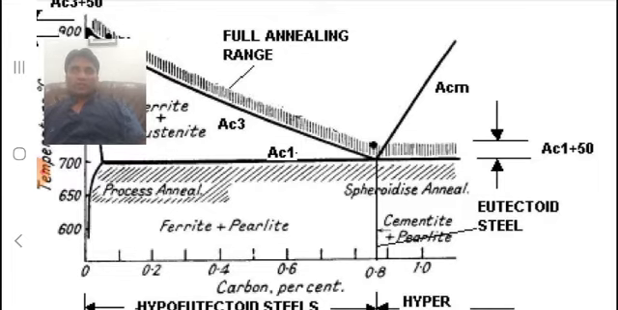Spheroidized annealing is generally done on parts which have been work hardened to allow them to be further worked, either rolled in the case of coils or drawn for wire. The resulting product has improved ductility and toughness with reduced hardness and strength.